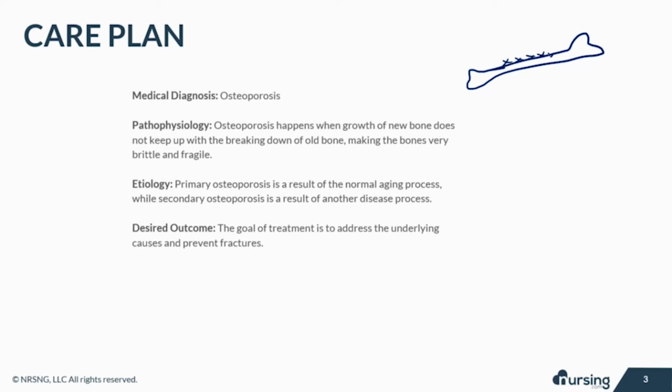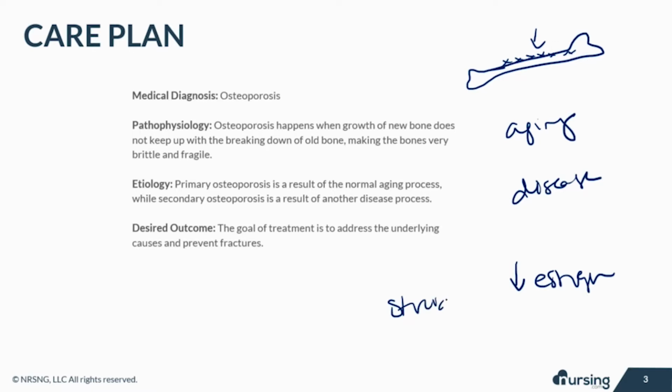So osteoporosis happens when that growth of new bone does not keep up with the breaking down of the old bone, making the bones very brittle and fragile. So primary osteoporosis is the result of the normal aging process, while secondary osteoporosis is the result of another disease process. Osteoporosis is the most common in older women due to the decreased estrogen levels. It's also very likely to occur in people taking corticosteroids or with decreased calcium intake. The goal of treatment is to address the underlying causes and prevent fractures.